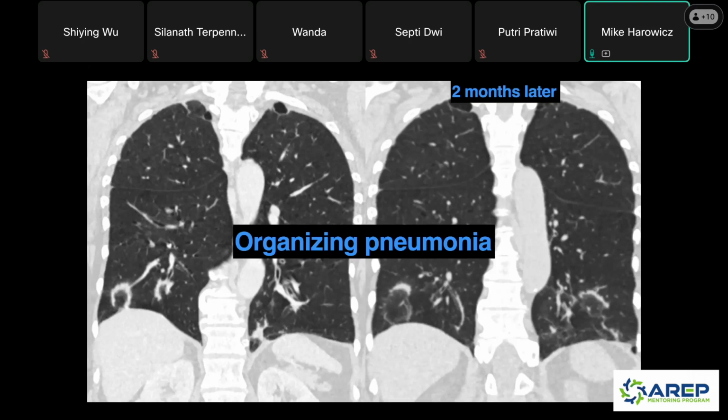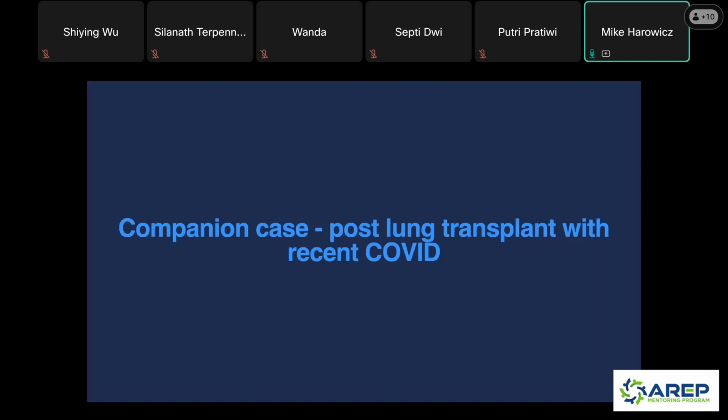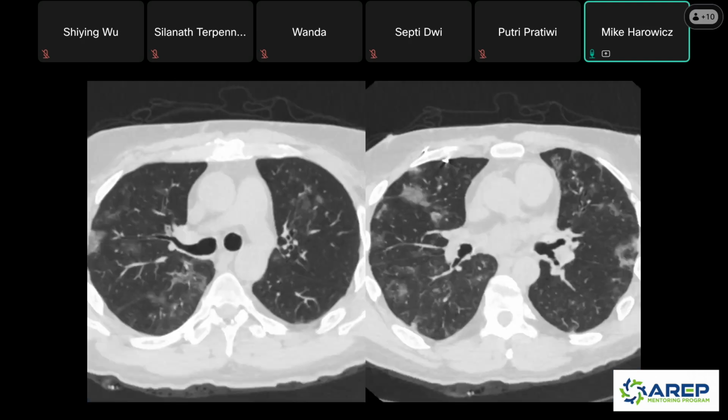Are there any weird medications? Do they have a recent illness? And I'll show you another example here. This is actually a patient who had a bilateral lung transplant. They had COVID just a few weeks ago, and it's similar but different, right?